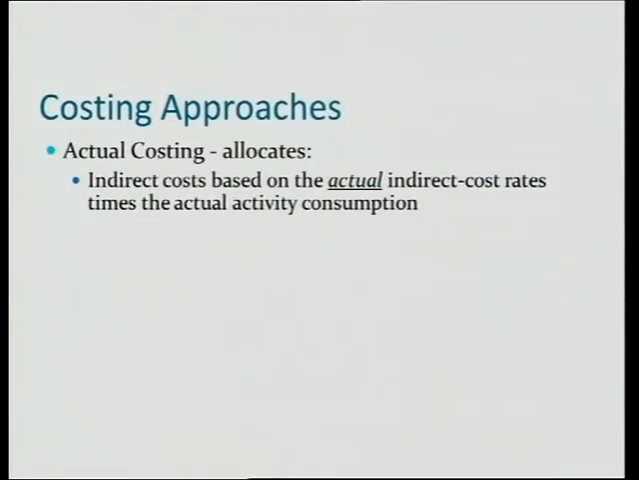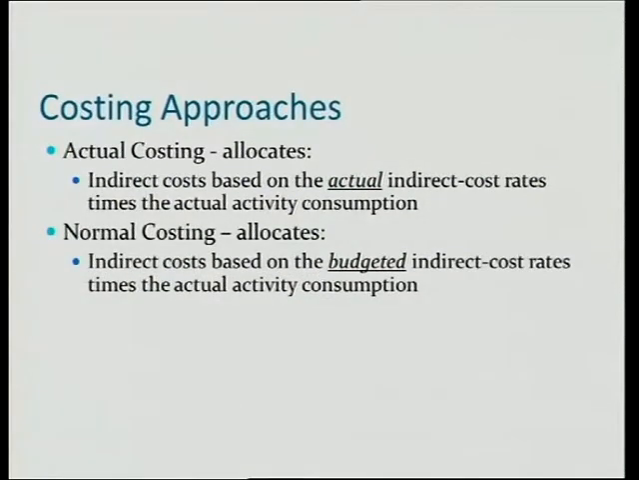Now, costing approaches. Now, this will be clearly stipulated if you are given a case study. Actual costing allocates indirect cost based on the actual indirect cost rate times the actual activity consumption. Quite important. So it's not the budgeted, it's the actual, because normal costing, and why is this called normal costing? You need to think about that a little bit. Normal costing, do we know what the actual costs are going to be?